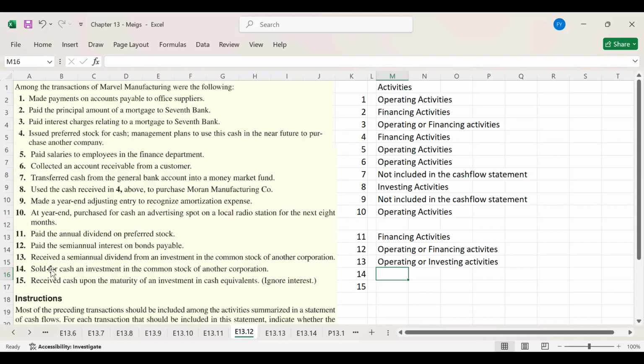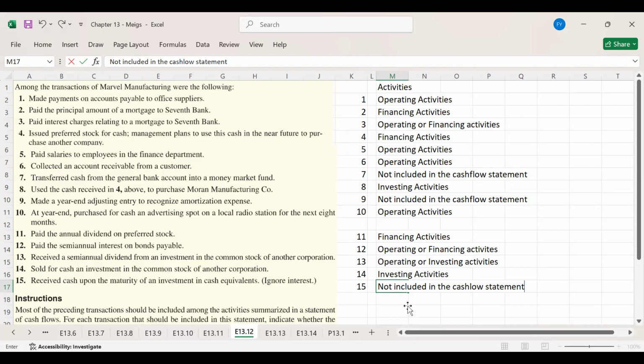Number 14, the company sold for cash an investment. When a company buys or sells an investment, this would be your investing activities. And last, the company received cash upon the maturity of an investment in cash equivalent. Basically, you can say one cash equivalent is transferred to another. So this means that it should not be included in the cash flow statement. Why? Because transfers between cash equivalents and other forms of cash are not regarded as cash receipts or cash payments. So that's it.